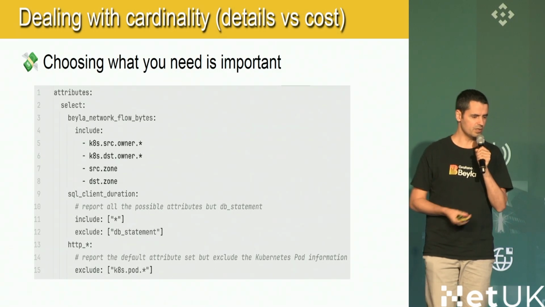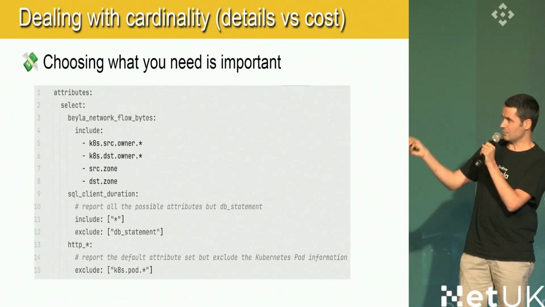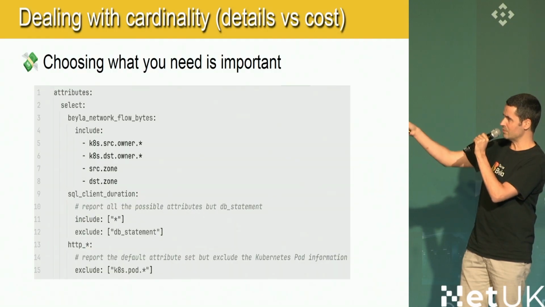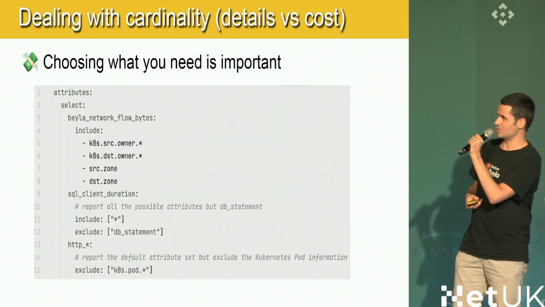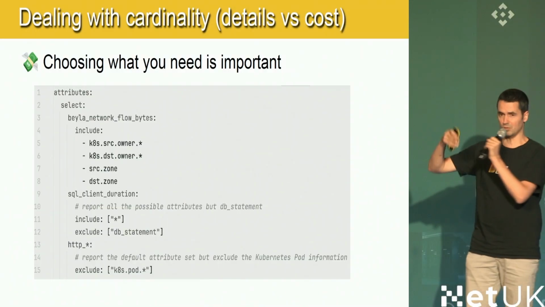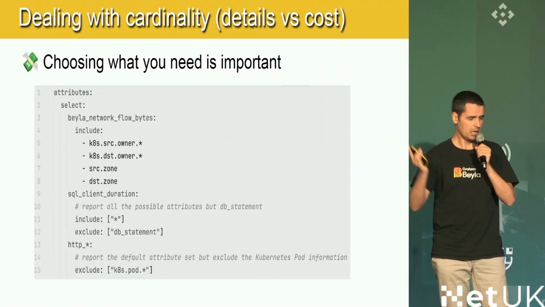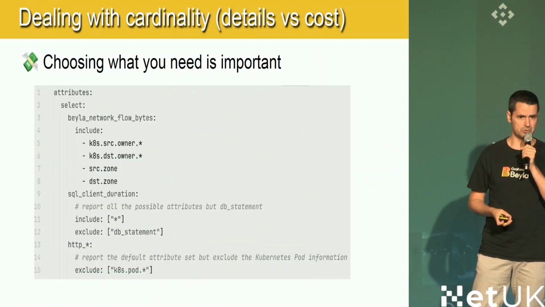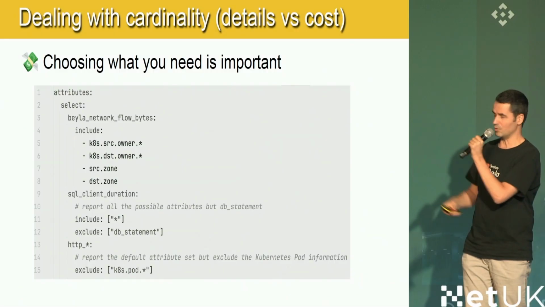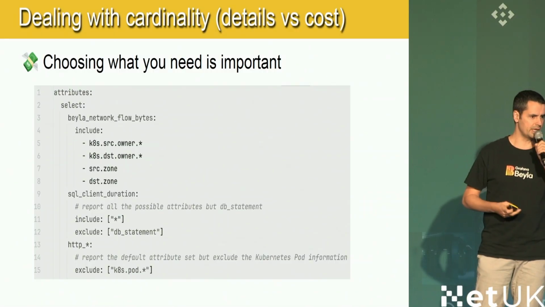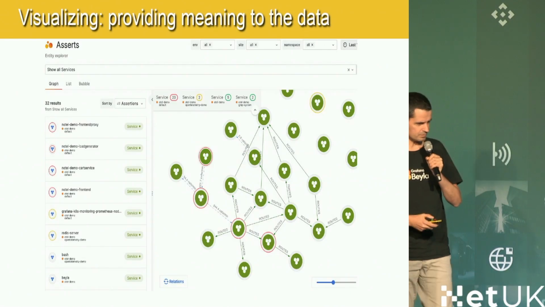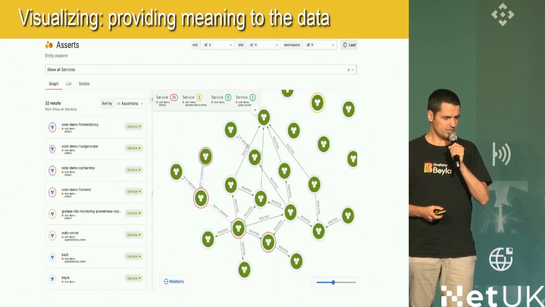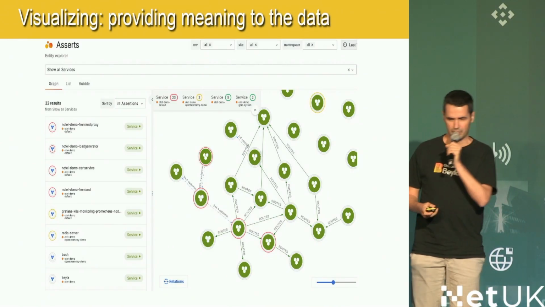This is an example configuration of Beyla in which, for each metric, you can select which attributes are important. For example, the source and destination owner names and the source and destination zones. This would be a configuration for someone who doesn't really care about IP addresses or MAC addresses. Then this information can be visualized.